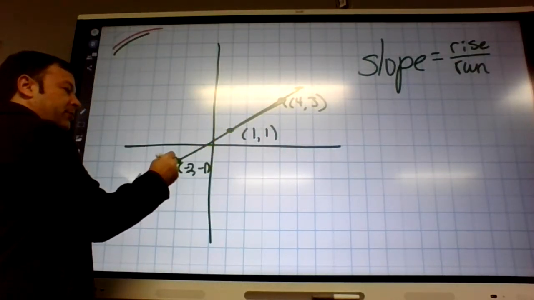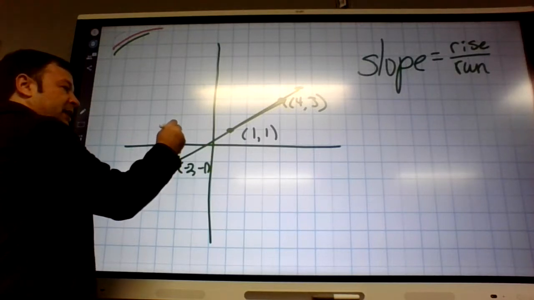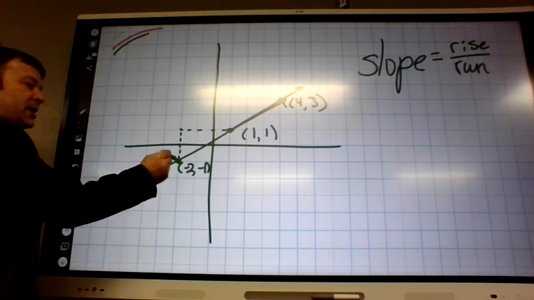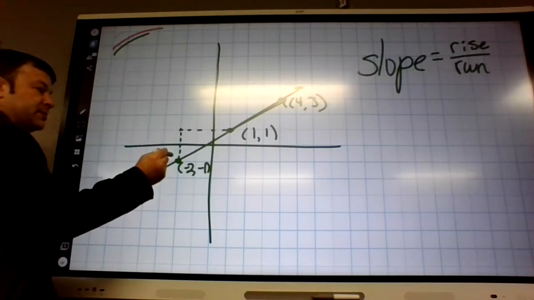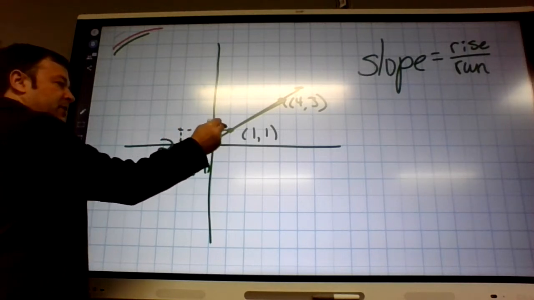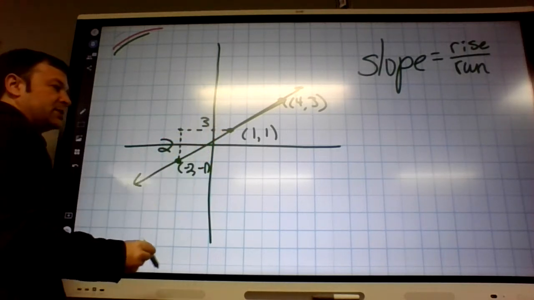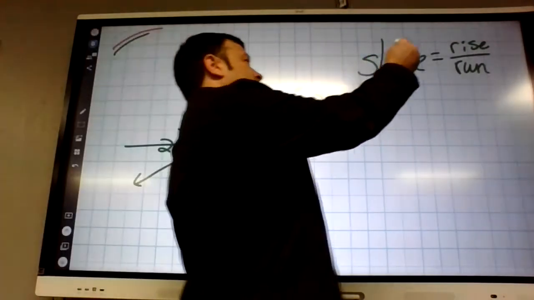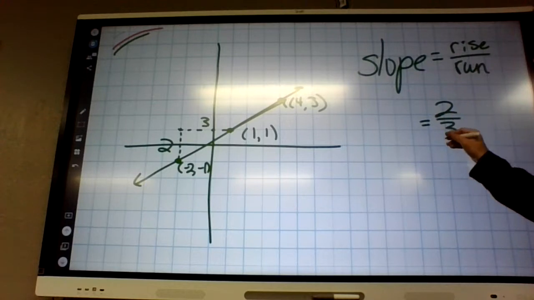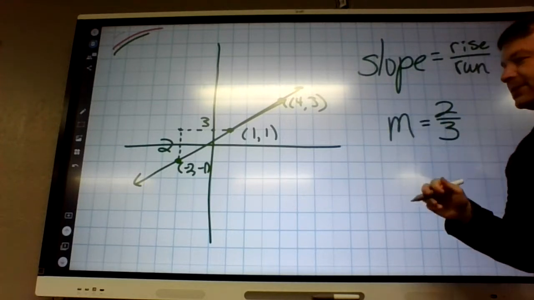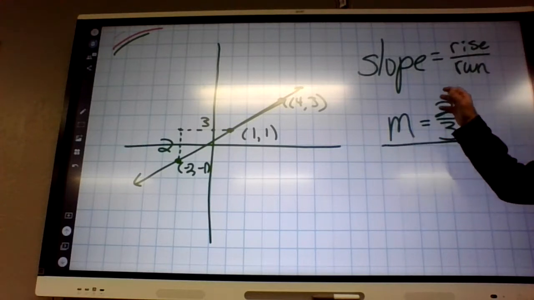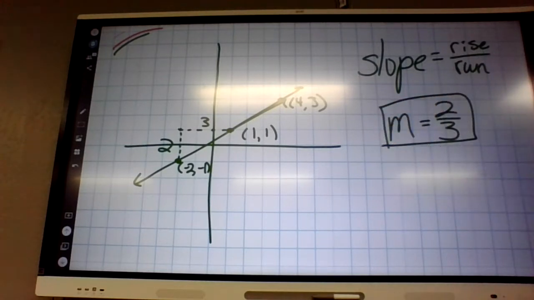So what you do is you count the rise and the run between those 2 points. What is the rise from here to here? 2. What is the run from here to here? 3. So the slope would be rise to run, 2 over 3. So on this one, the slope is 2/3. For some reason, they decided that m stands for slope, so you could say m equals 2/3.